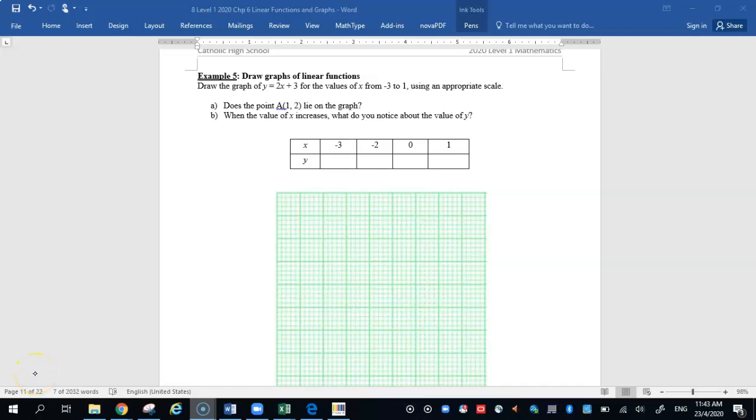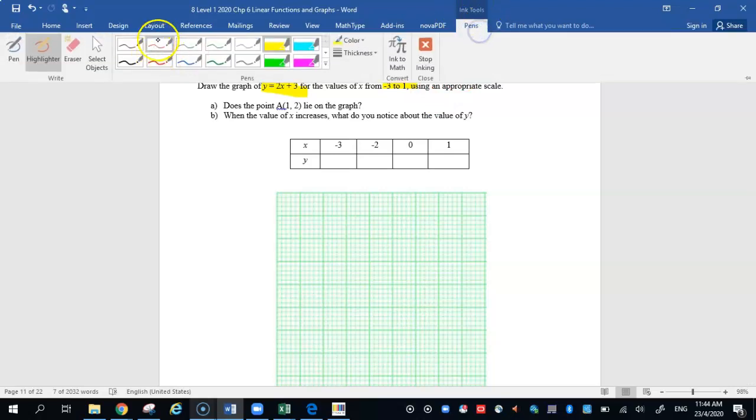Okay, gentlemen, now we are at page 11 of your chapter 6 books. Today we're going to learn about drawing of linear graphs. We have a graph like this, y equals 2x plus 3. You are asked to draw it from the range of minus 3 to 1.